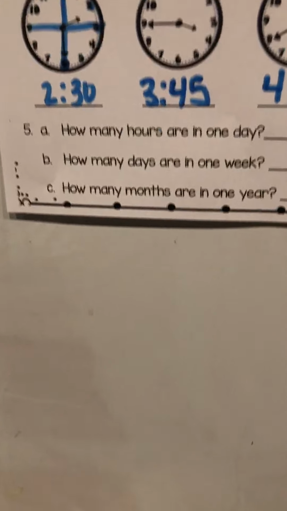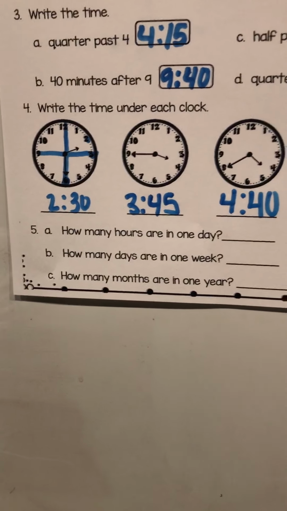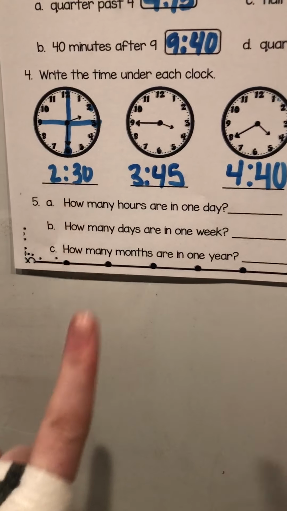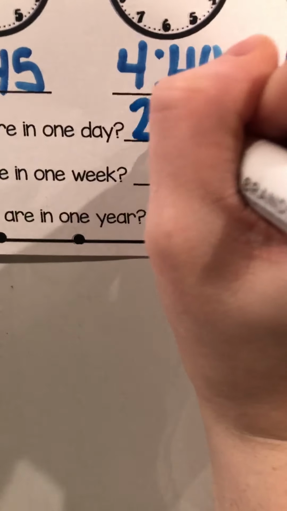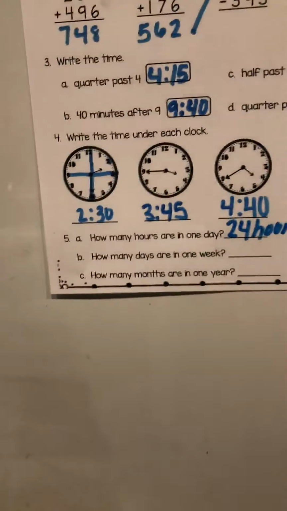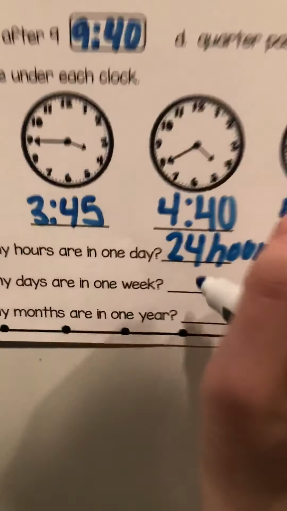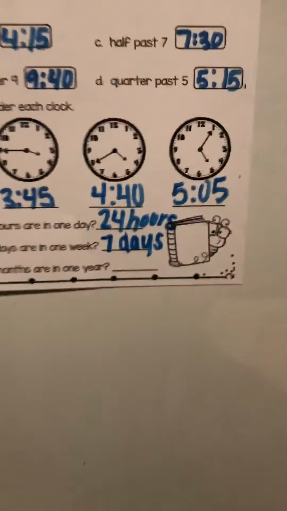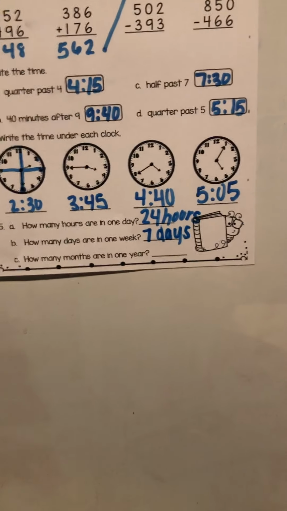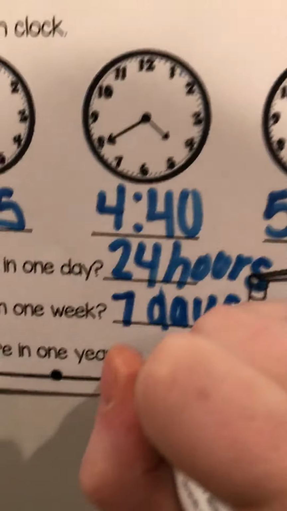The number 5, how many hours are in one day? I want you guys to think about this one. How many hours is in one day? It's 24 hours. 24 hours. Then how many days are in 1 week? We know that there are 7 days in 1 week. And then how many months are in 1 year? We know that there's 12 months in 1 year.